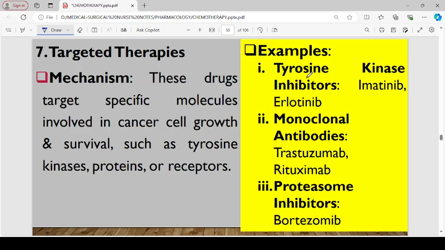That takes us to the 7th class of chemotherapeutics, which is targeted therapies. These drugs target specific molecules involved in cancer growth and survival, such as tyrosine kinases, proteins, and receptors. That gives us the subclasses under these targeted therapies: tyrosine kinase inhibitors, monoclonal antibodies, and proteasome inhibitors.